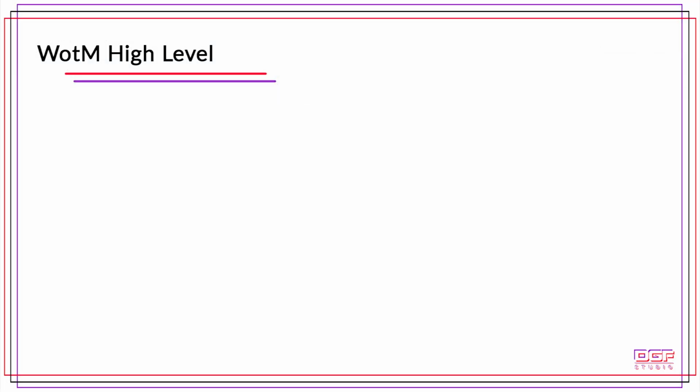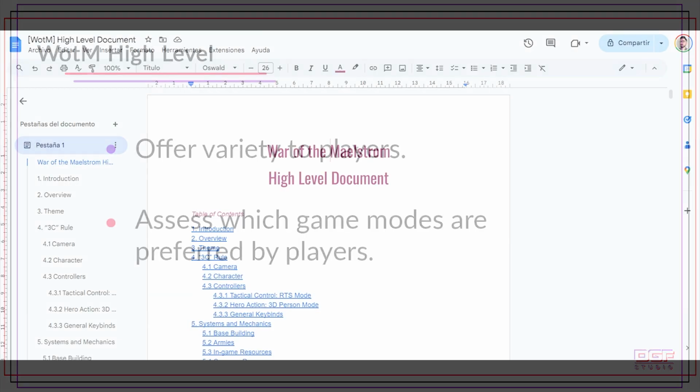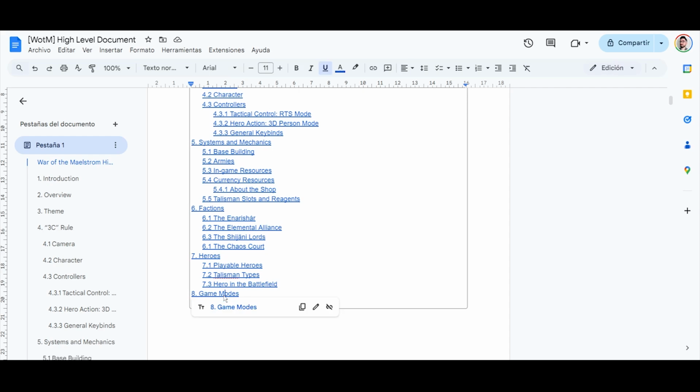For example, in my current project, I believe having different game modes is crucial for the success of the game, for two reasons. One is to offer variety to players, so they can cycle through variations of our same core gameplay and choose their favorite. My idea is to assess which game modes are preferred by players and then continue to provide the content they want. For now, I have thought only of 5 game modes.